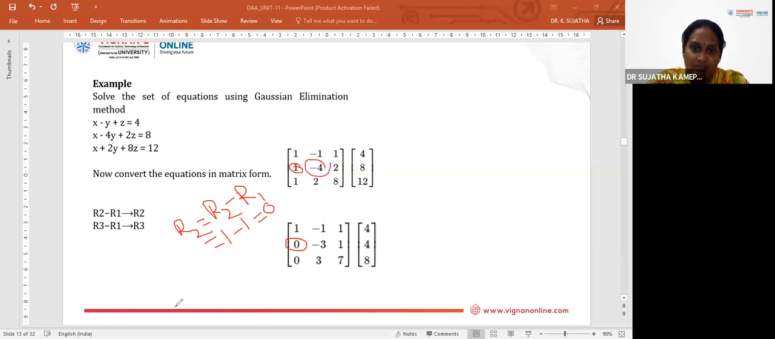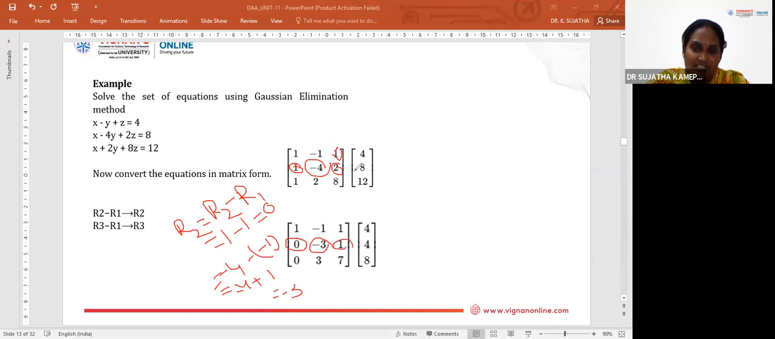Here this value is equal to minus 4 minus 1. The corresponding value in row 1 is minus 1. So minus 4 minus minus 1 is minus 4 plus 1, which becomes minus 3. So this value becomes minus 3. Again, this value minus this value gives 1.